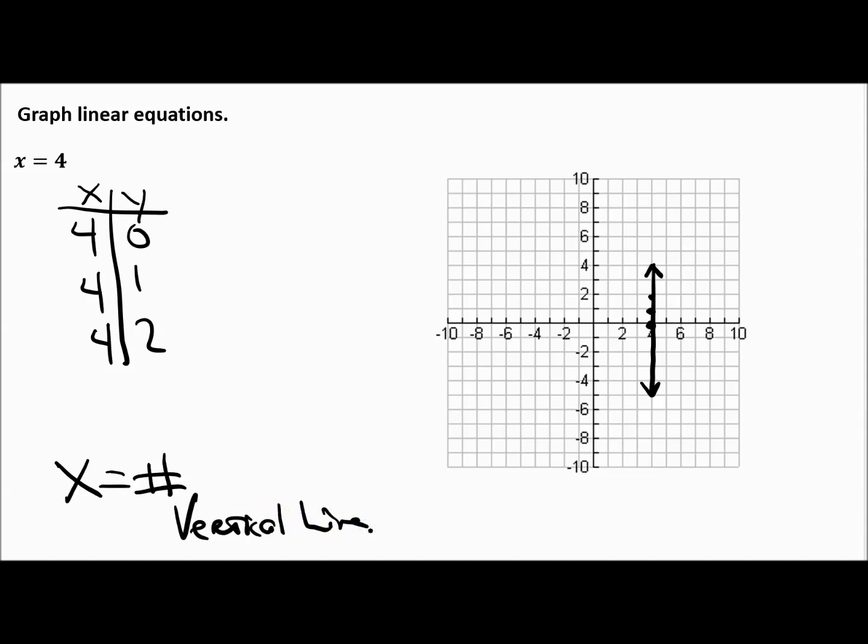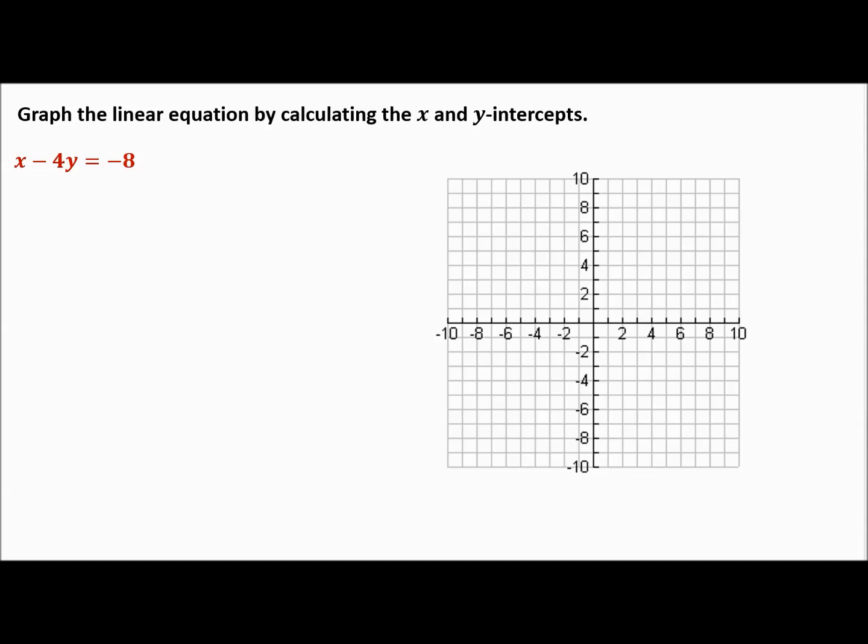Okay, so again, y equals just a number is a horizontal line. X equals just a number defines a vertical line. The next problem we need to graph. Now notice this does have an x and a y in it, so this is not one of those simple vertical line, horizontal line situations. This can be written in terms of y equals mx plus b. It's not right now. So what I need to do is I need to isolate the y, right? I need to get the y by itself.